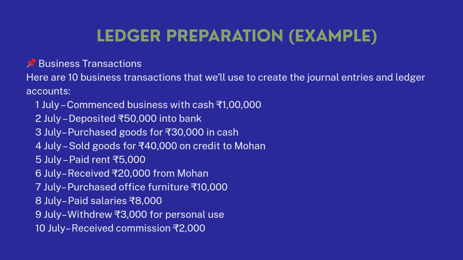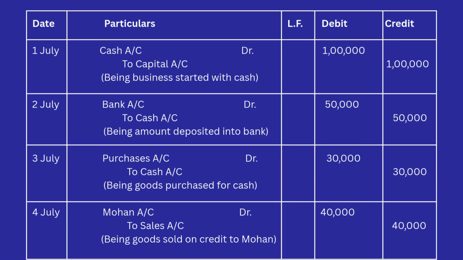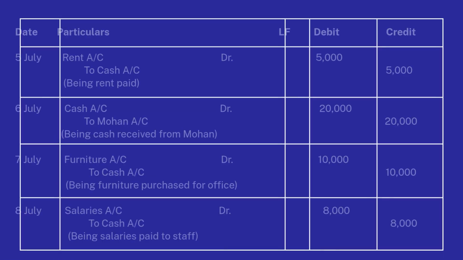Let's pass journal entries of these transactions. First entry is cash account debited to capital account with amount 1 lakh rupees on both sides, debit and credit. Second is bank account debited to cash account. Next, purchases account debited to cash account. Next, Mohan account debited to sales account. Next, rent account debited to cash account.